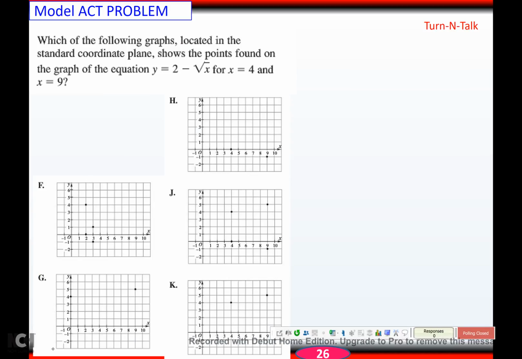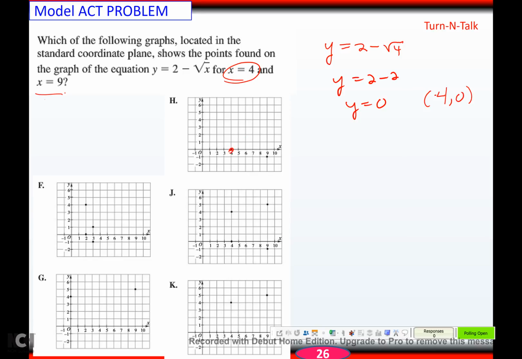Okay? So which of the following graphs located in the standard coordinate plane shows the points found on the graph of the equation y equals 2 minus the square root of x for x equal 4 and x equal 9? If I change x to 4, I get y equals 2 minus the square root of 4, which gives me 2 minus 2, which gives me 0. So that point would be (4, 0), which is right here.